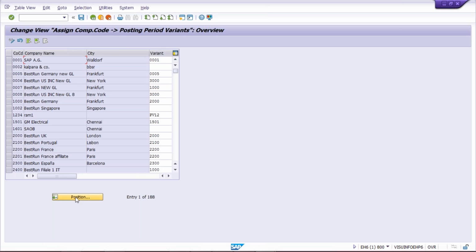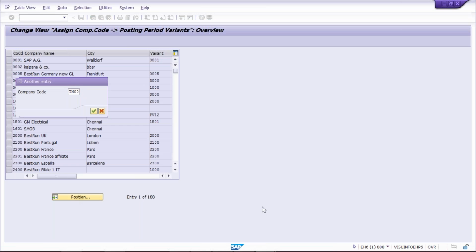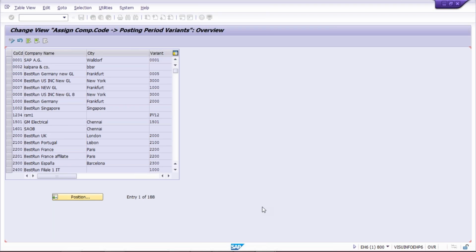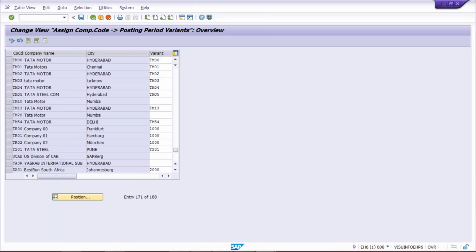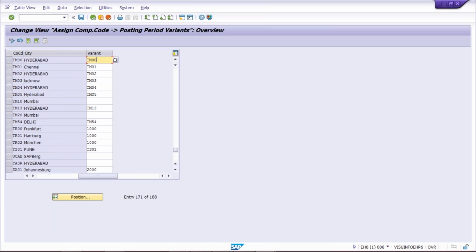Click on position and give TM00. Why are we going to assign this? Because this is how SAP will come to know that we have defined this posting period variant for Tata Motor. Just save it, Control S, and press enter.